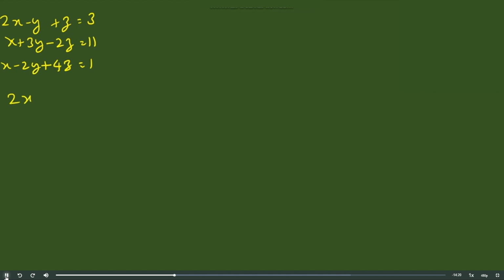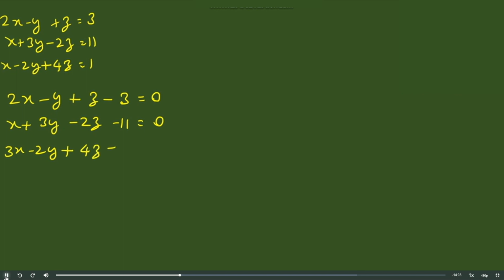Now, 2x minus y plus z, bring the constant to the left side, minus 3 equals 0. x plus 3y minus 2z minus 11 equals 0. 3x minus 2y plus 4z minus 1 equals 0. Now I'm going to put z minus 3 within brackets. I'm going to consider the z also as a constant, so that I can consider it as the third component of the cross multiplication method.